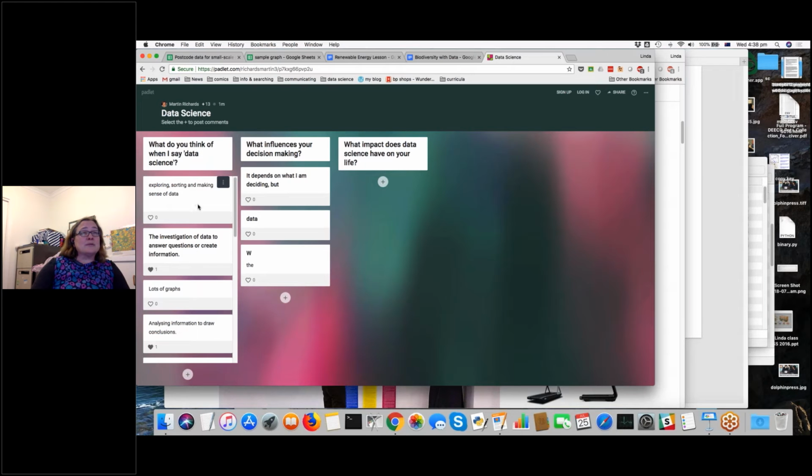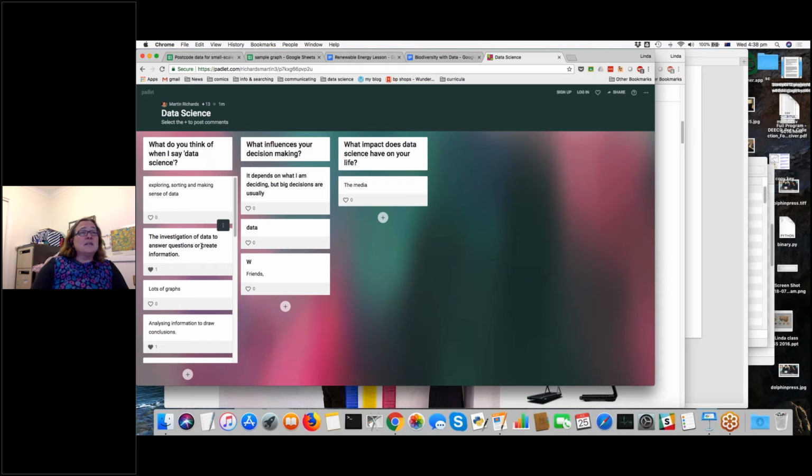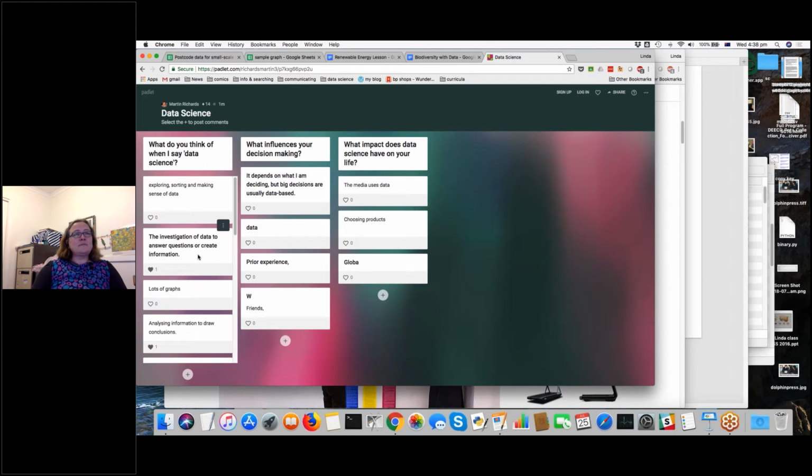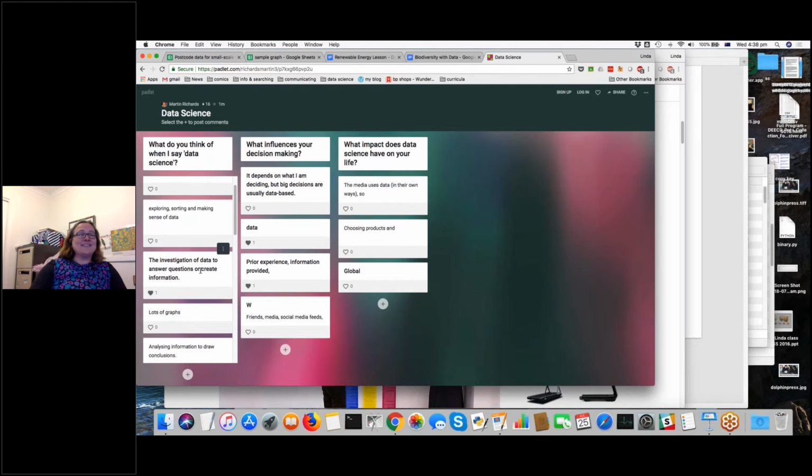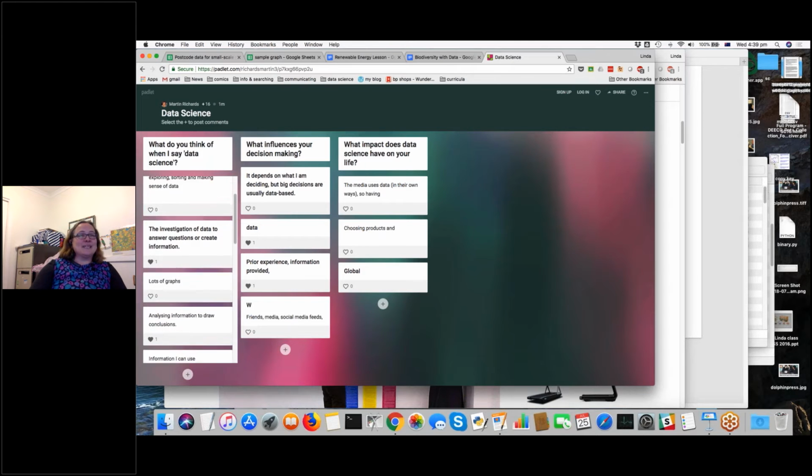I like this top one, exploring, sorting, and making sense of data. That's great. The investigation of data to answer questions or create information. That's beautiful, because really the essence of data science is problem solving. That's perfect. Lots of graphs. I hope to expand your thinking on that one. There certainly are maps, and certainly are graphs, but it's so much more than that.